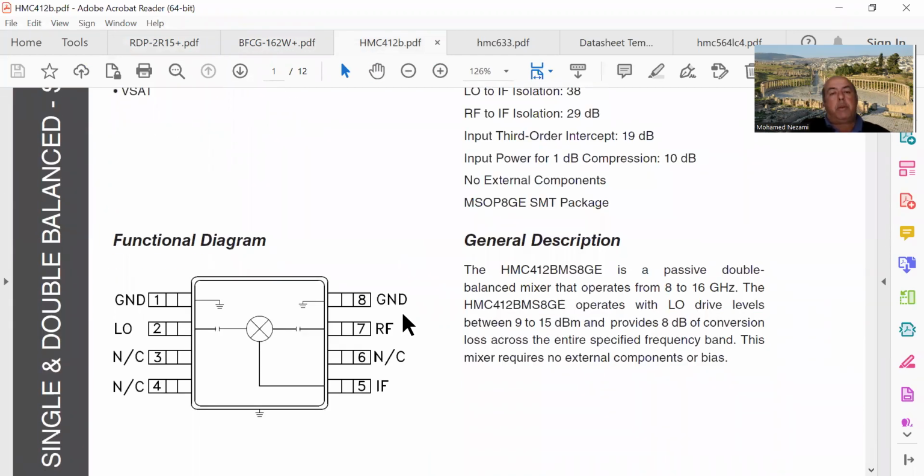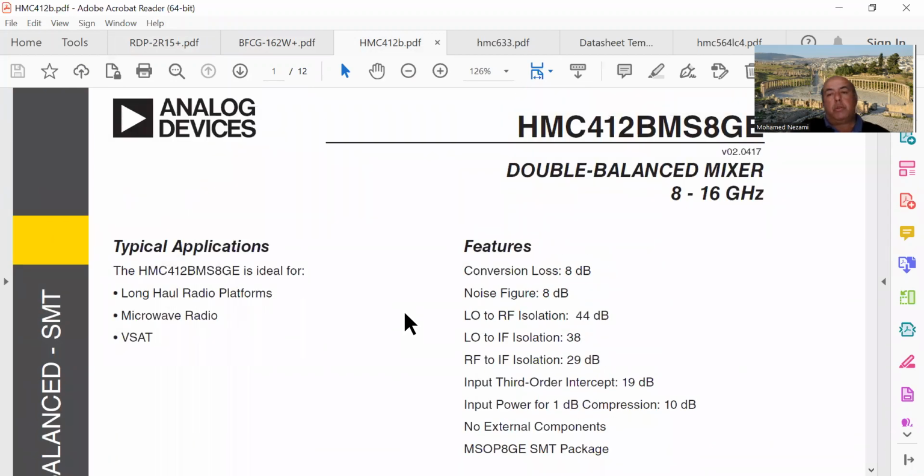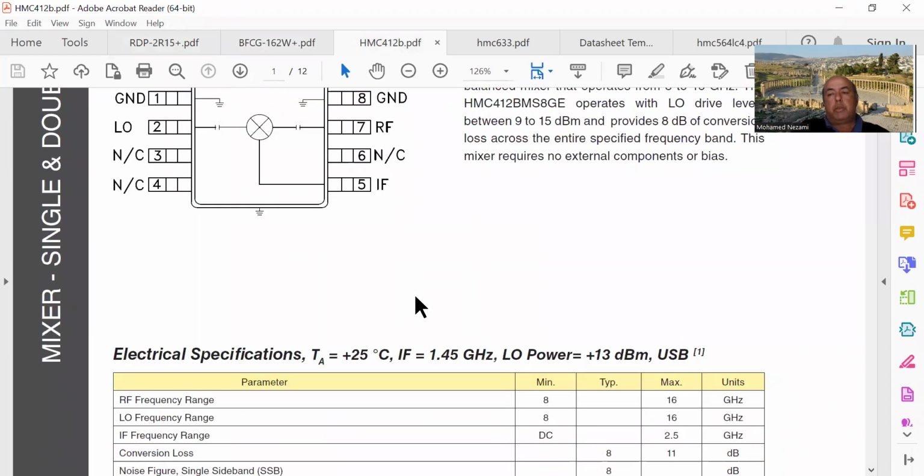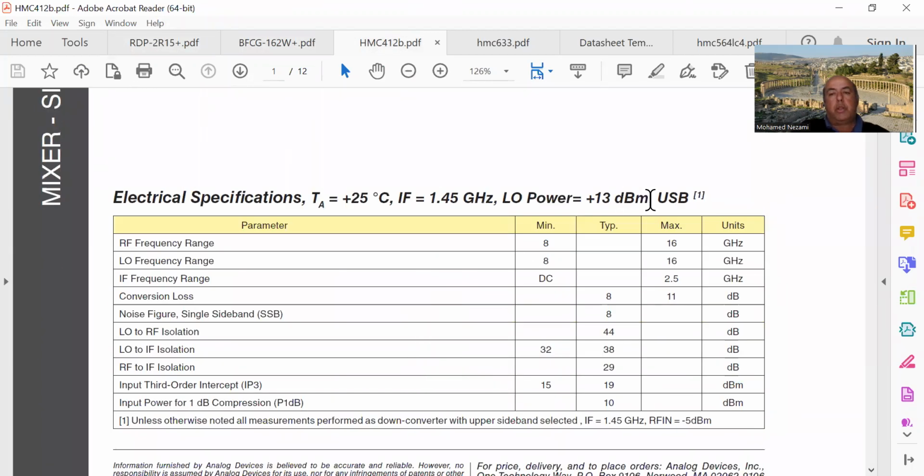And of course, we have the mixer in here. It's a GaN mixer, a balanced mixer from Analog Devices. So this mixer is pretty good. This is a 13 dB LO mixer, okay, so this is very good. That's why the LO needs to be taken care of as far as isolation from the RF port and the IF port, because it's a very strong signal.